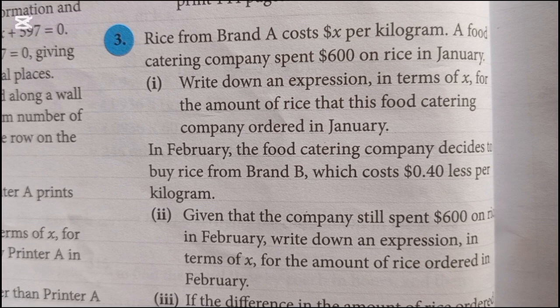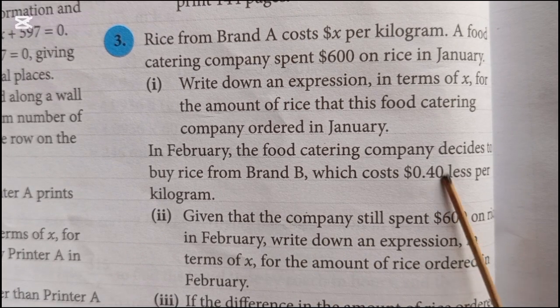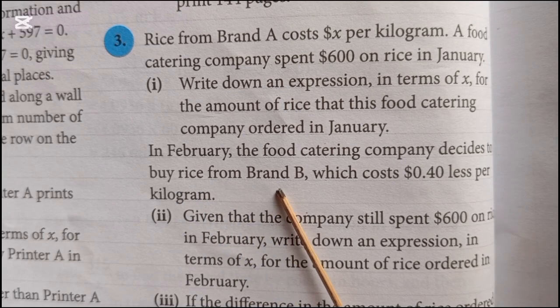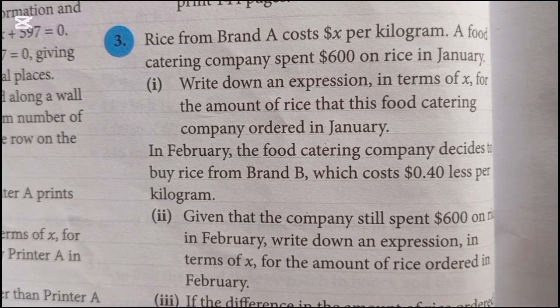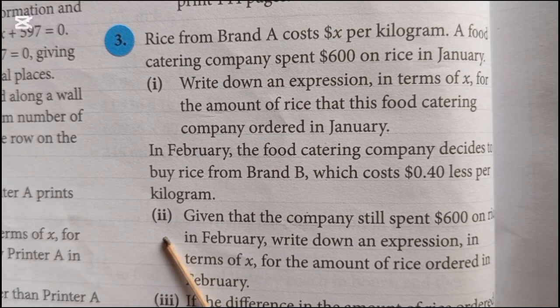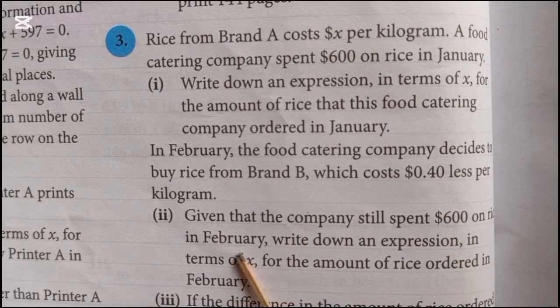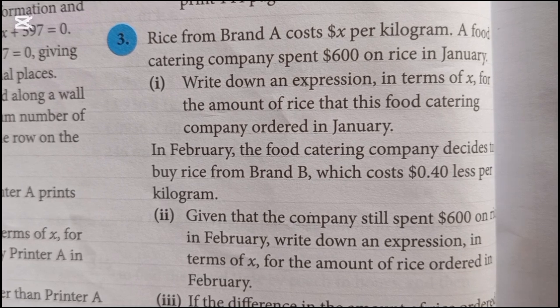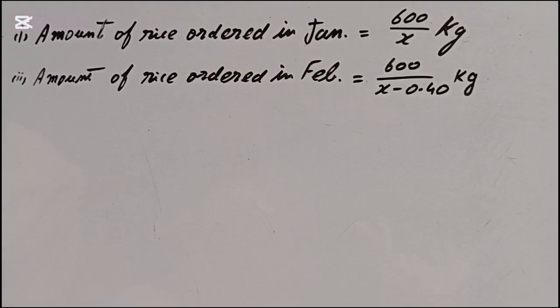In February, the food catering company decides to buy rice from brand B, which costs $0.4 less per kilogram. Now, part 2. Given that the company still spends $600 on rice in February, write down an expression in terms of X for the amount of rice ordered in February. So, the amount of rice ordered in February equals 600 divided by X minus 0.4 kg.